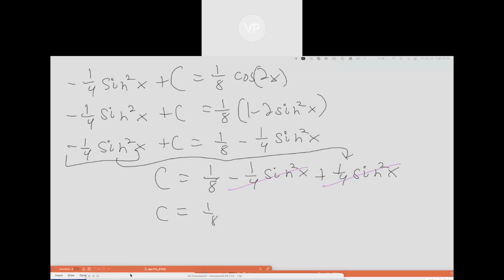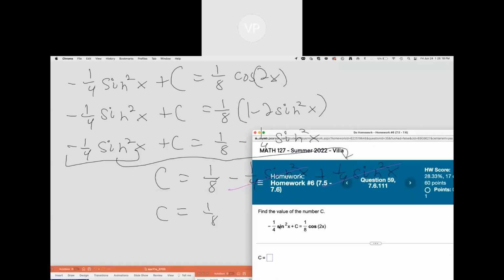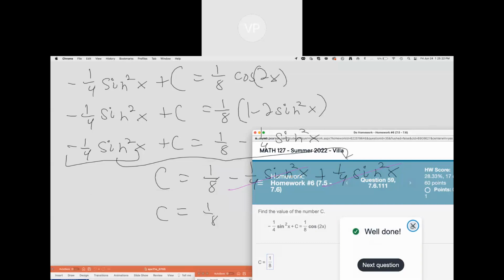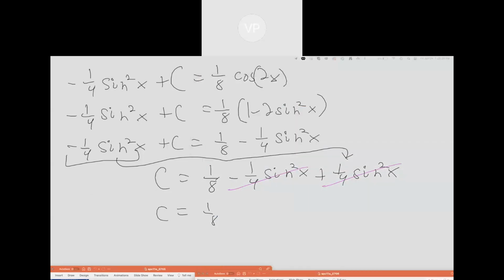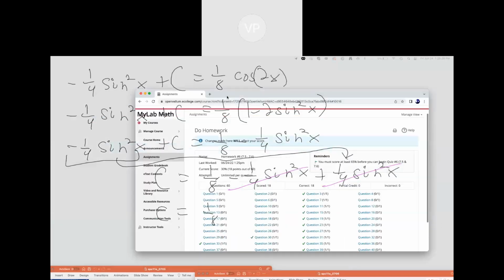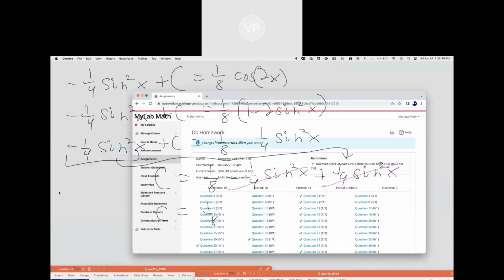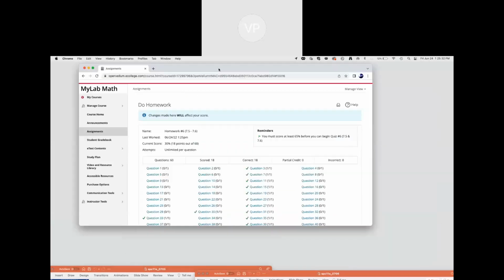I lost my browser. There it is. Hopefully this 1/8 is all they wanted. And we get our well done. Okay, so that's it for this particular homework. You should be good to go for all of these.